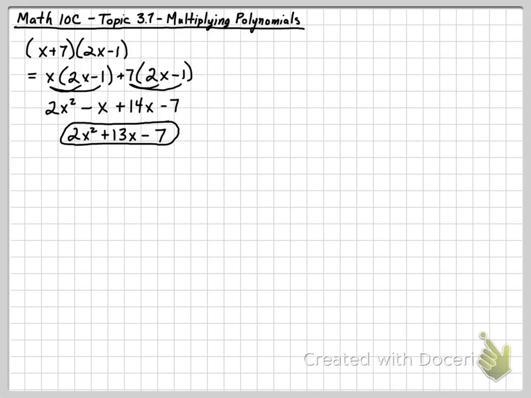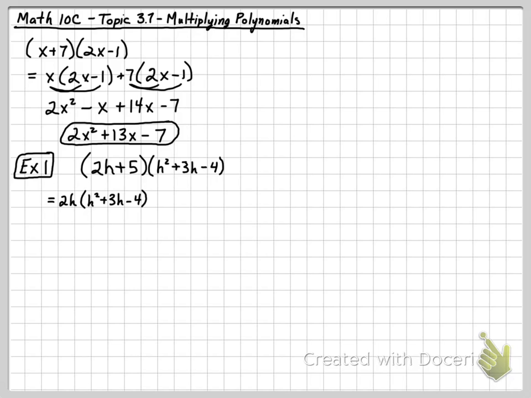So let's look at some examples. In example 1, we're looking at 2h plus 5 times h squared plus 3h minus 4. Now, even though this is bigger than anything we've done before, you're going to take the 2h and times it by everything in the second bracket, and then you're going to take the positive 5 and times it by everything in the second bracket. So there we go. We're going to get 2h times h squared, which would give me 2h cubed. 2h times 3h would give me 6h squared. 2h times negative 4 would be negative 8h.